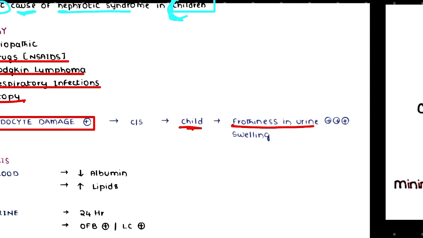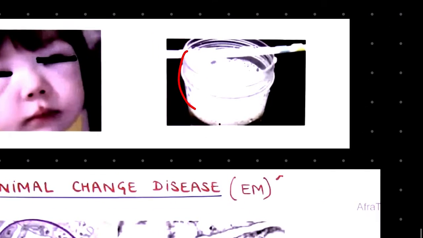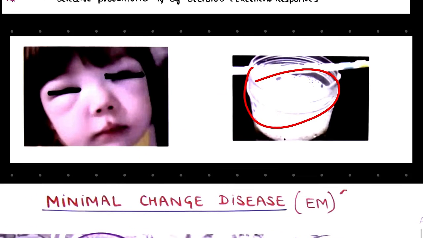How is excessive proteinuria presented? It is presented as frothiness in urine. And because of excessive loss of protein, albumin, there will be swelling, edema also. So as you can see, this is our frothiness, and this is our swelling or edema, mainly in the periorbital region.